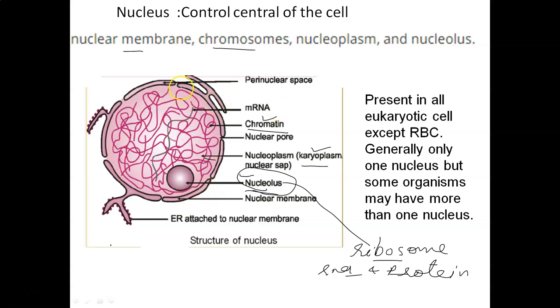So I think we have done all the parts: the nuclear membrane, chromosome, the nucleoplasm, which is the matrix containing the materials taking part in all the reactions going on, and the nucleolus. Now we'll move to the classification based on the presence of the nucleolus and the presence of the nuclear membrane.